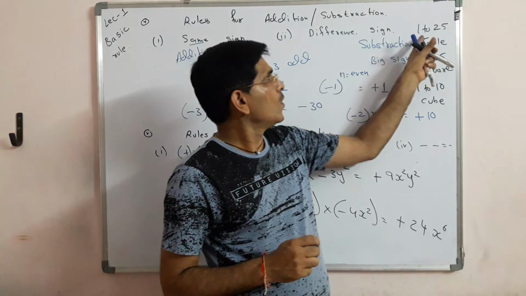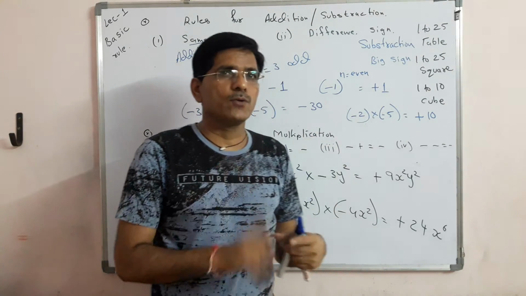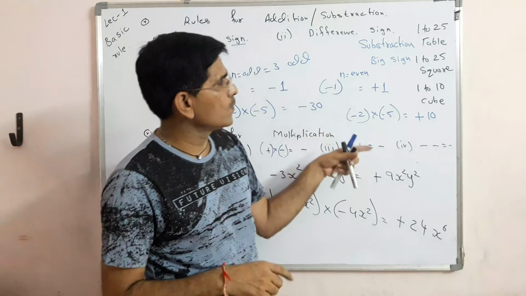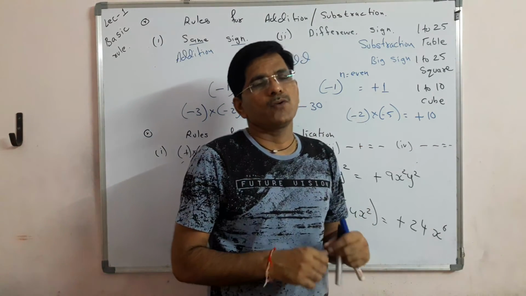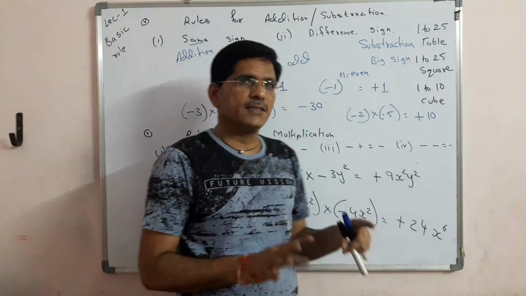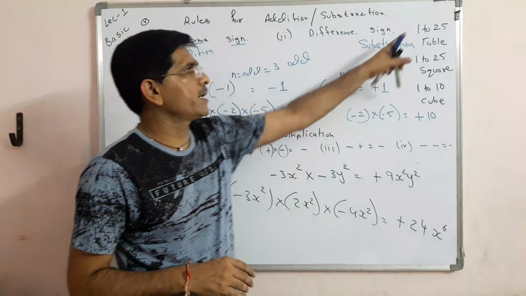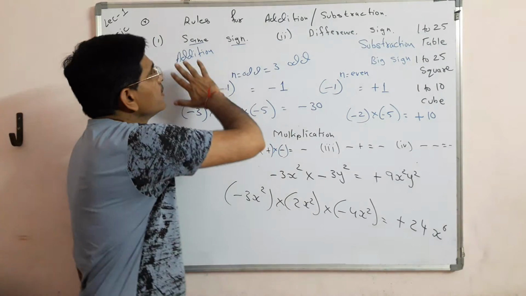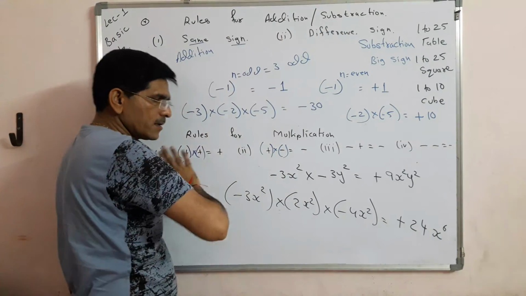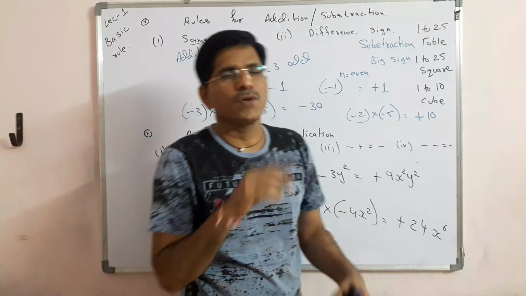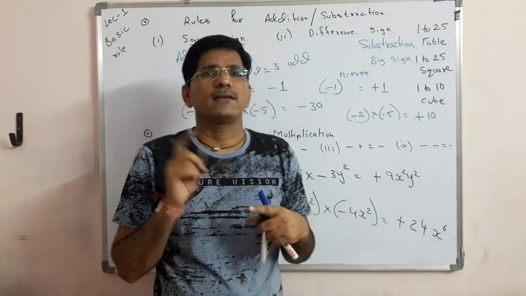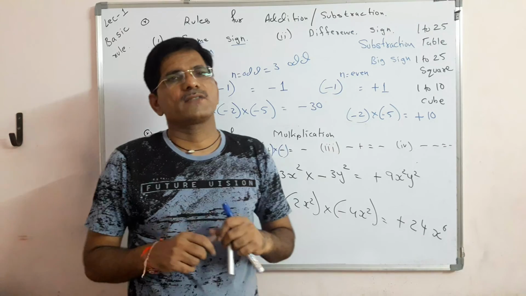Here, 1 to 25 tables anyhow you have to learn, 1 to 25 squares anyhow you have to learn, and 1 to 10 cubes anyhow you have to learn. These are all important to improve your basic maths. Now, the rules for addition, subtraction and multiplication will help you to solve sums for 8th standard.